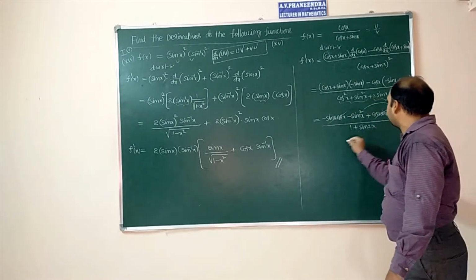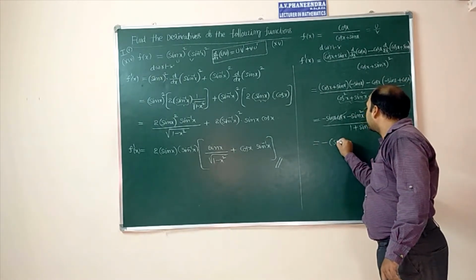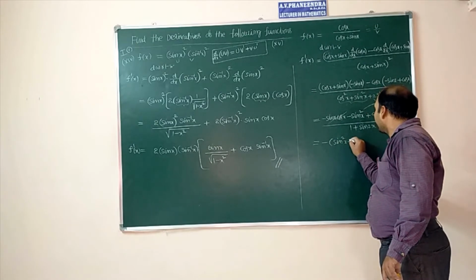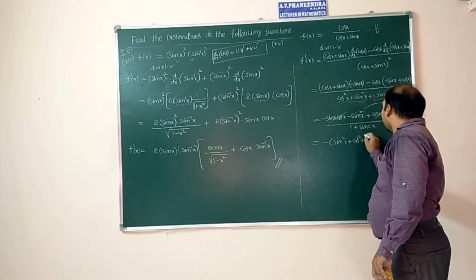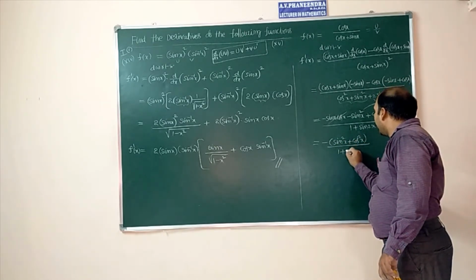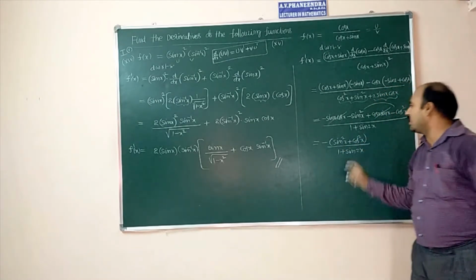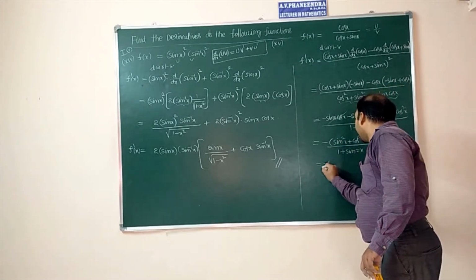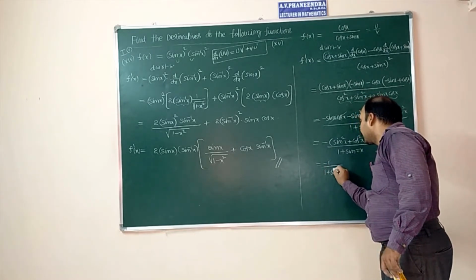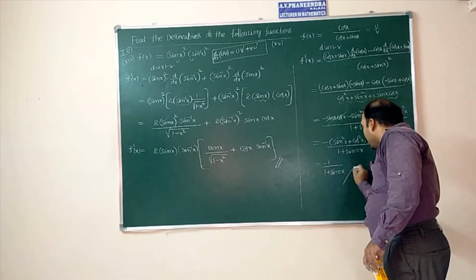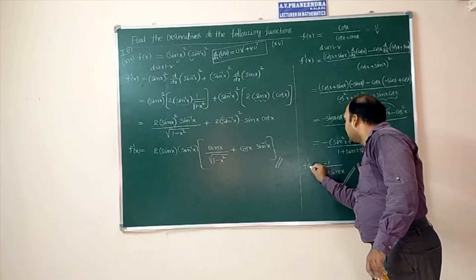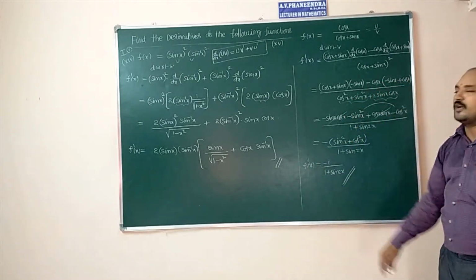From these two minus take common: minus of (sin²x plus cos²x) divided by (1 plus sin 2x). Sin²x plus cos²x value is 1. 1 into minus 1 is minus 1, divided by 1 plus sin 2x. This is the value of f′(x) for the corresponding given function.